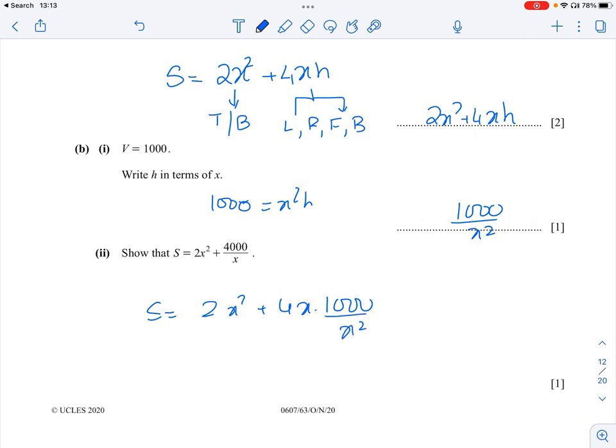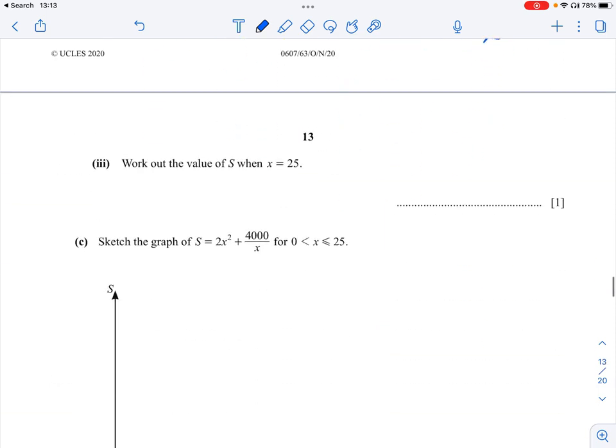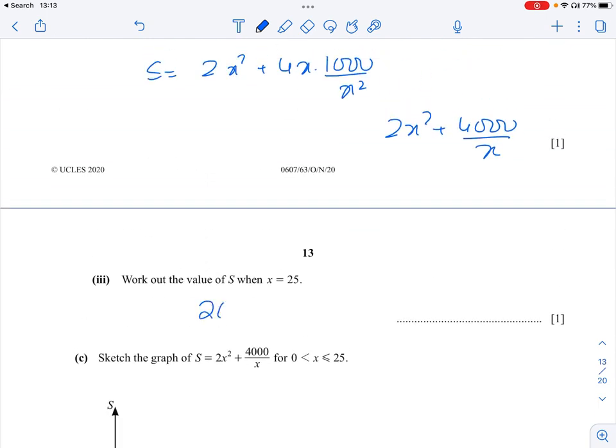1000 upon x square. Simplify that. You should be getting 2x square plus 4000 upon x. That is the surface area. Work out the value of s when x equals 25. So plug in x equals 25. It becomes 2 times 25 square plus 4000 divided by 25. Simplify, you should be getting 1410.